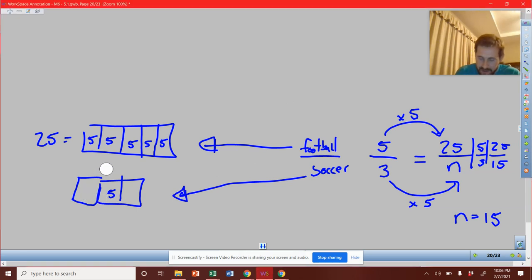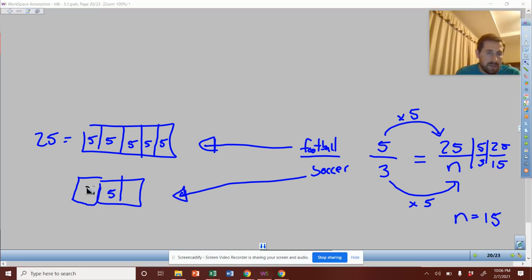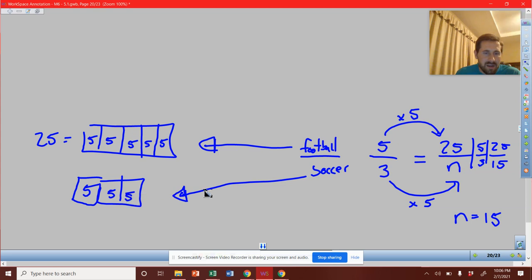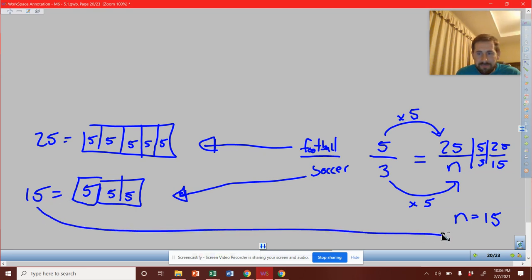Sorry, that first 5 didn't come out. And then, knowing that it's the soccer balls down at the bottom, we can count our soccer balls. 5 plus 5 plus 5, we got 15 soccer balls. Same answer if you end up doing the fraction method.